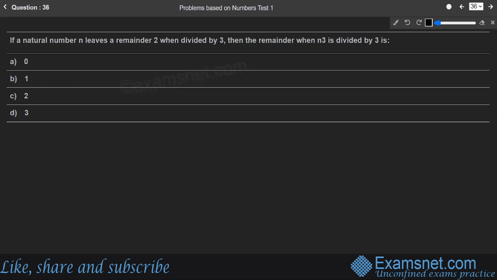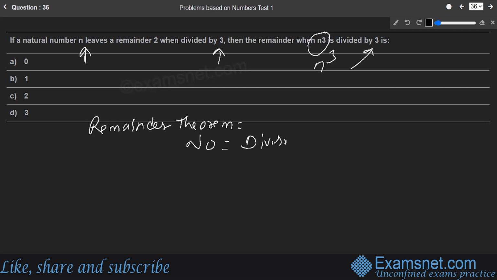Okay, so the question says if a natural number n leaves a remainder 2 when divided by 3, then when the number n cube is divided by 3, what should be the remainder? Okay, so let us find out the number. We can find out the number using the remainder theorem. The remainder theorem says any number or dividend can be made as divisor into quotient plus remainder. This is how any number that is getting divided by something can be made.